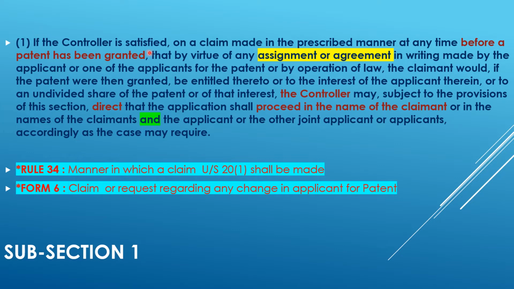Subsection 1 says, if the controller is satisfied on a claim made in the prescribed manner at any time before a patent has been granted, that by virtue of any assignment or agreement in writing made by the applicant or one of the applicants for the patent, or by operation of law, the claimant would, if the patent were then granted, be entitled thereto, or to the interest of the applicant therein, or to an undivided share of the patent or of that interest, the controller may, subject to the provisions of this section, direct that the application shall proceed in the name of the claimant or in the names of the claimants and the applicant or the other joint applicant or applicants accordingly as the case may require.